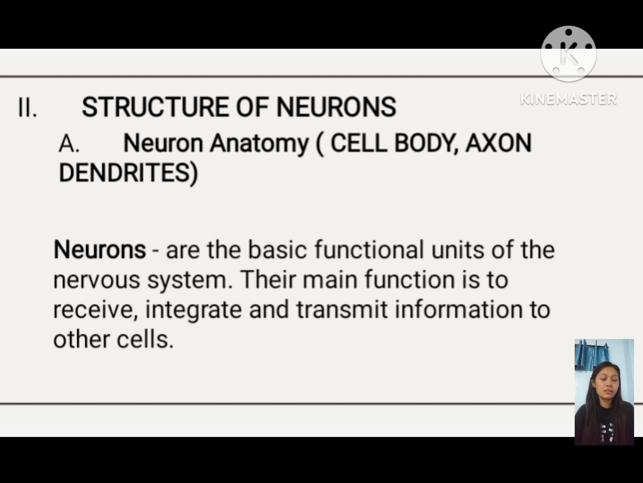So what are neurons? Neurons are the basic functional units of the nervous system. Their main function is to receive, integrate, and transmit information to other cells. Unlike most other cell types, neurons do not usually retain the capacity to divide. However, in certain regions, for example, the olfactory apparatus and hippocampus, neural stem cells have been shown to be capable of dividing to produce limited numbers of new neurons.